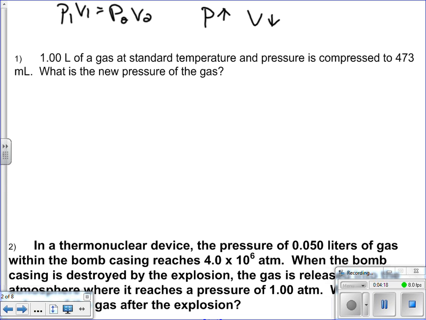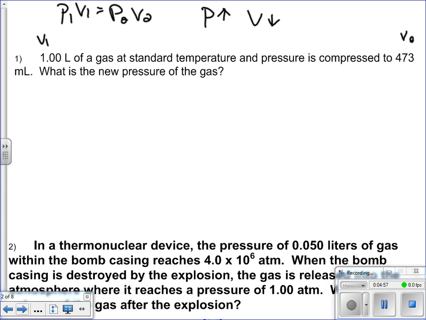All right, so what I like to do is, as I'm reading through the question, I like to label each one of those numbers as being P1, V1 or P2, V2. All right, so 1 liter of gas. Liter automatically tells me that's a volume, so I'm going to label that one as V1. It's 1 liter of gas at standard temperature and pressure. It's compressed to 473 milliliters. So milliliters, that's the volume. So I'm going to label that as V2.